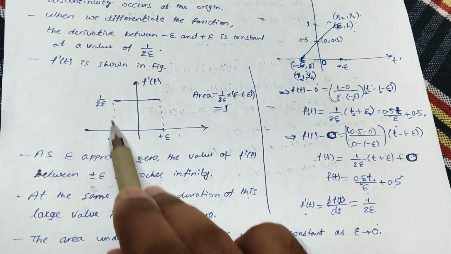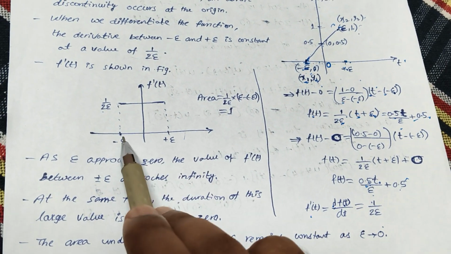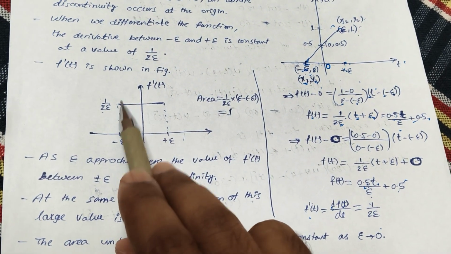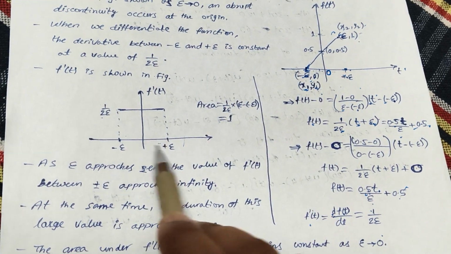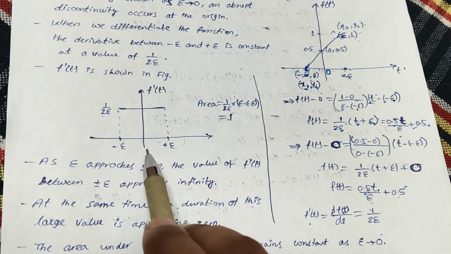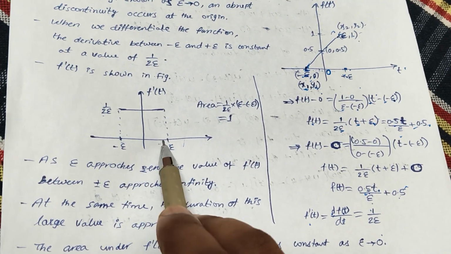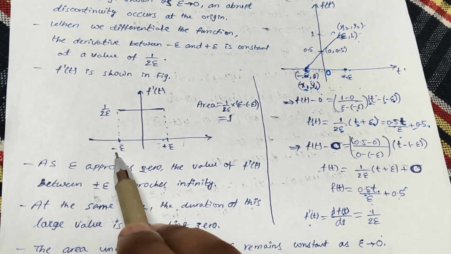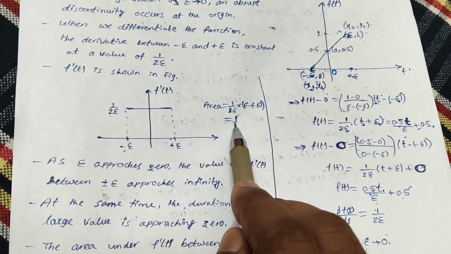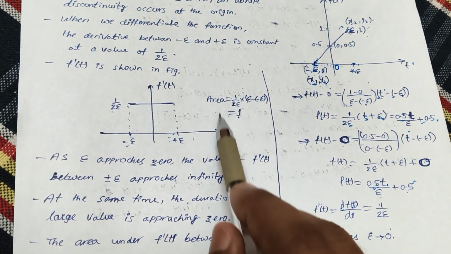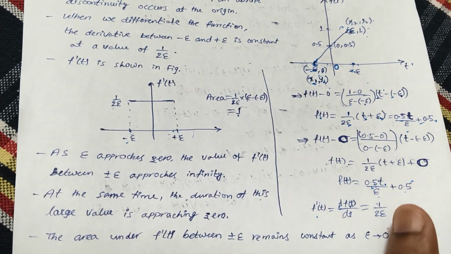If you find the area of this function, the area is length and breadth. So the area is 1 by 2 epsilon, the height magnitude, times the width, which is epsilon minus minus epsilon, that is 2 epsilon. The 2 epsilon gets cancelled, and you get 1. So for the unit impulse function, you are getting the area as 1.